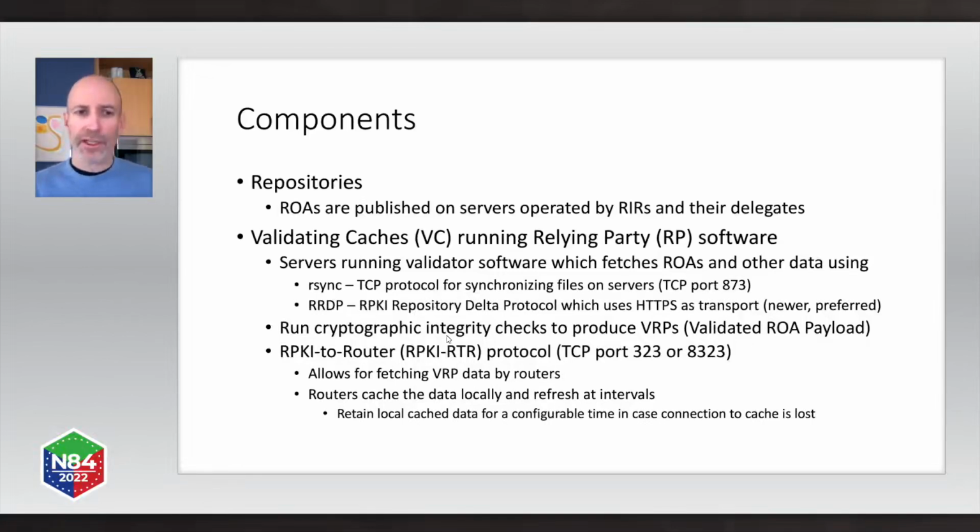From there, the servers take that data and they make it available using the RPKI to router protocol, which runs over a couple of different possible TCP ports. And what that allows is that the routers out in the field will fetch the VRP data, and then those routers will cache the data locally and keep checking back for refresh data at configurable intervals. You can also configure the routers to retain a copy of the data in case the connection to the cache is lost. So they'll keep their local copy for some amount of time before flushing it.